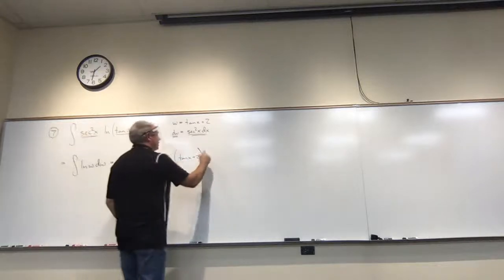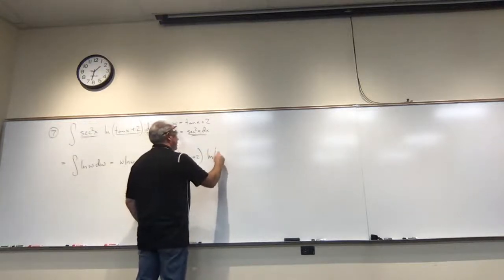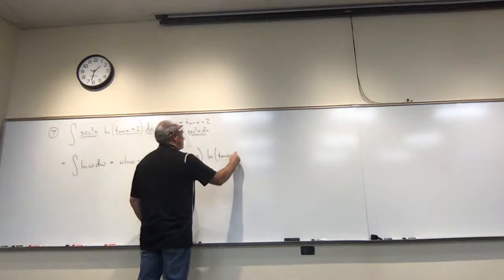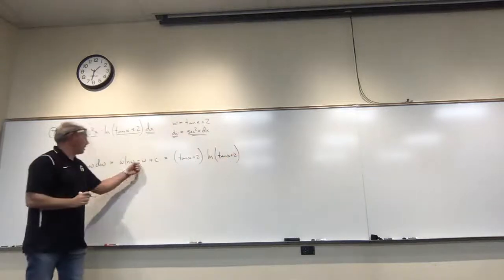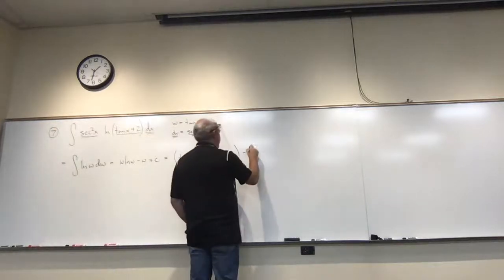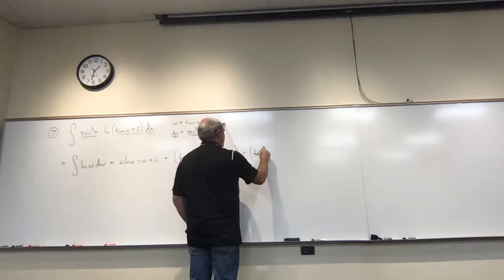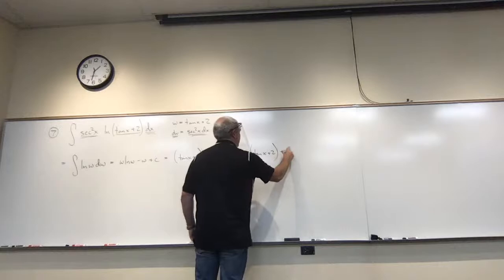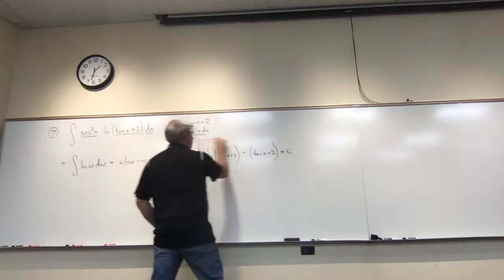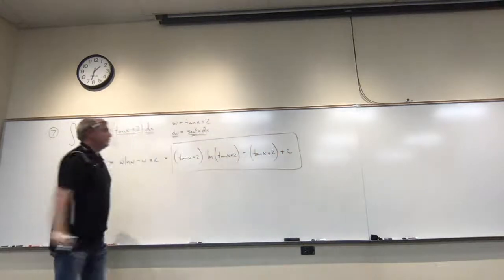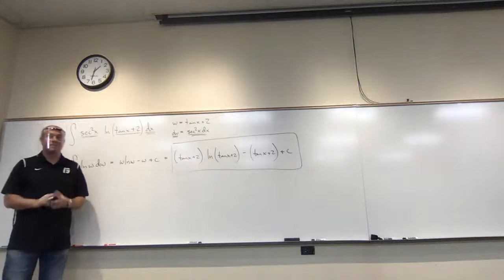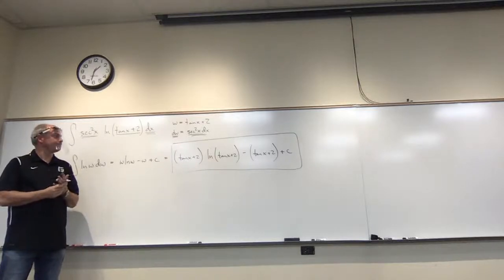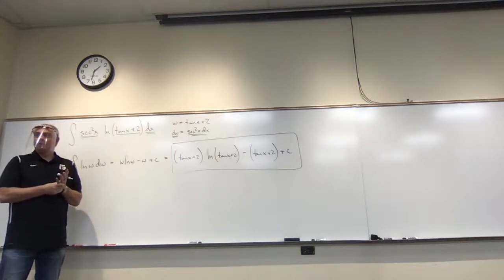Ln of w, so times ln of tan x plus 2 minus w, so minus tan x plus 2 plus c. That's it. Make sense? Cool. What else?